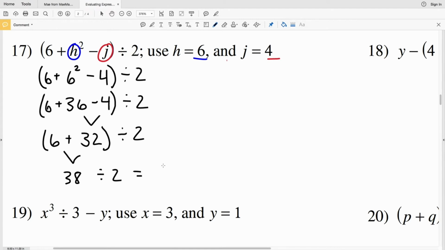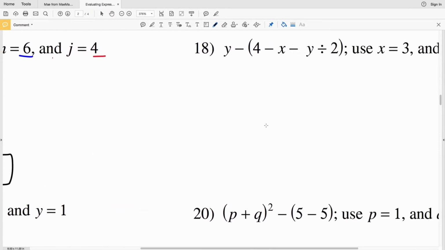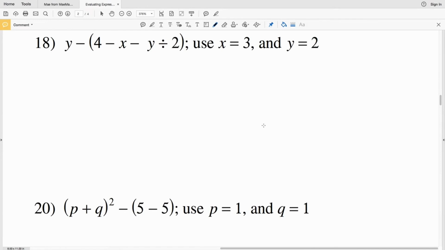Divide that by 2, and we get 19. So 19 is the answer for number 17. Moving on to problem 18, we have y minus the quantity 4 minus x minus y divided by 2.